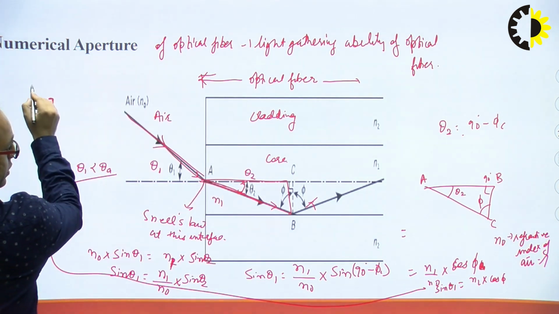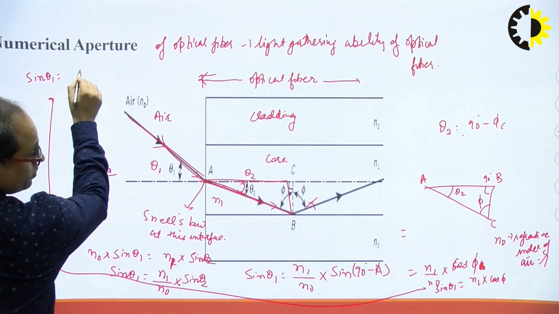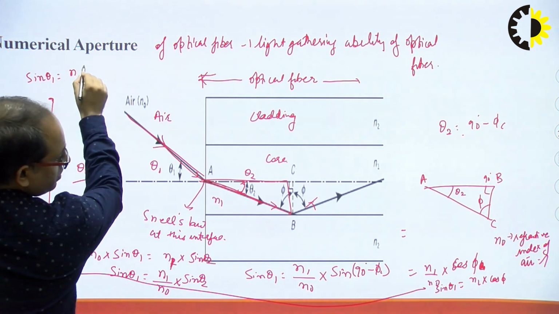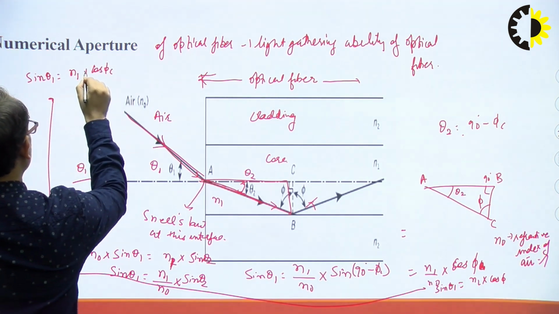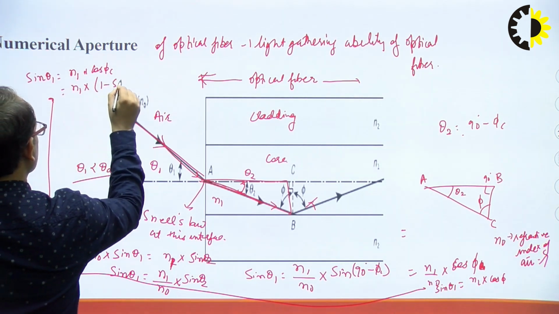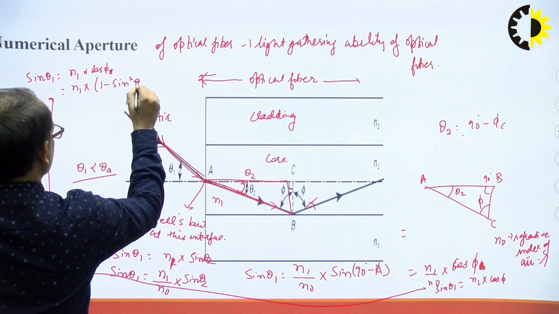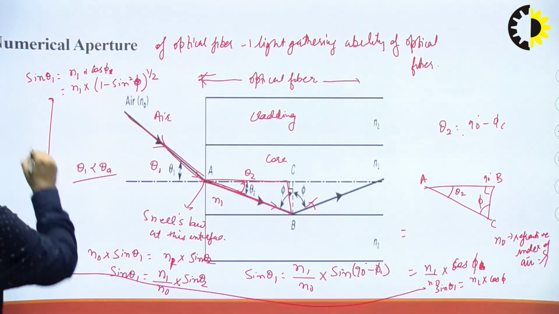I'll start here: sin theta 1 is equal to n1 into cos phi C, and this can be written as n1 into (1 minus sin square phi C) whole power 1/2.